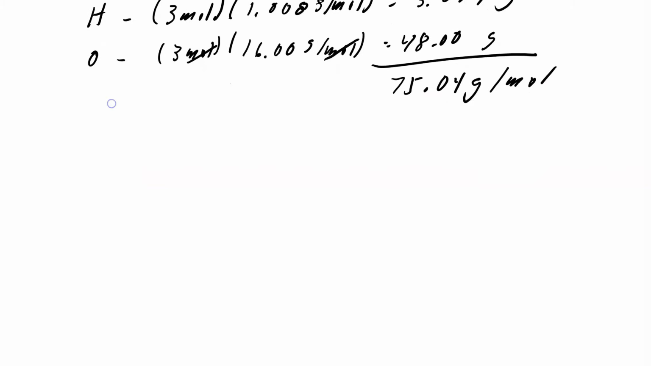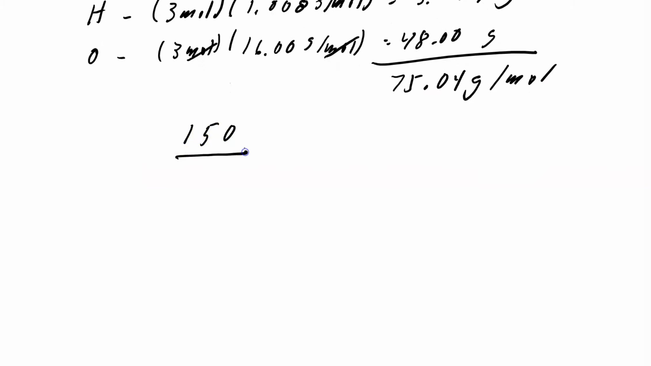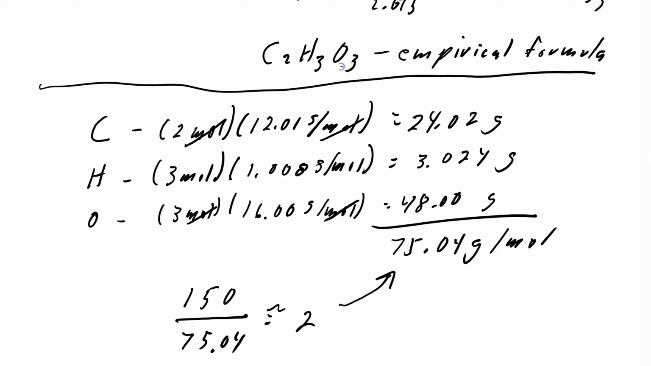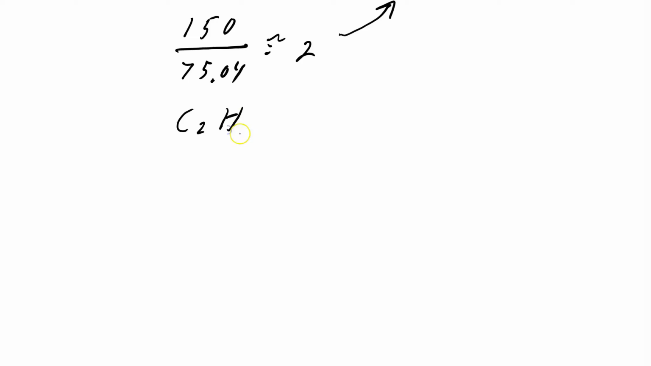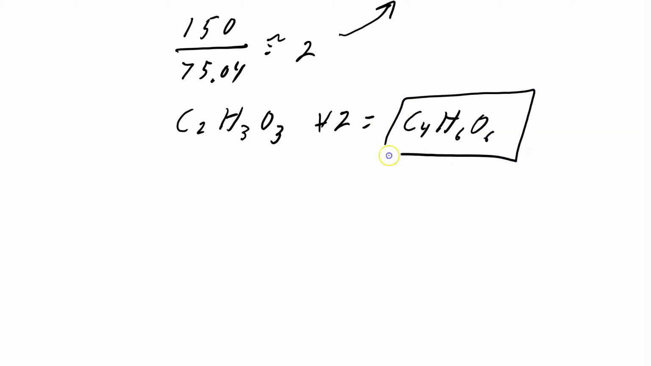So we're going to simply take our 150 divided by the empirical formula molar mass, 75.04, and that gives us approximately 2, which means that we need to multiply now our empirical formula molar mass by 2 to get the correct molar mass. And if we're going to do that, that means we have to multiply all of the subscripts, number of moles of atoms of each element in the compound, by 2 as well. So our empirical formula, C2H3O3, multiplying the subscripts by 2, we have C4H6O6. So this is our molecular formula.